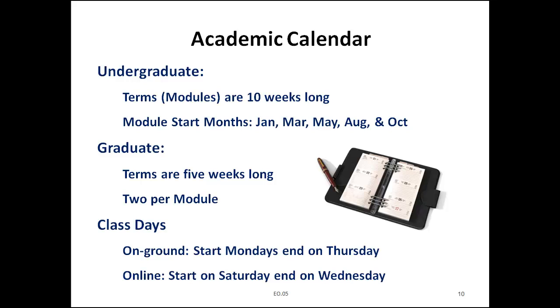We typically have one module ending on Friday and the next one starting that following Monday. There's not a lot of time between modules, which is one of the reasons why getting your grades in on time is so critical. For graduate students, their terms are half that length, so we get 2 graduate terms in for every undergraduate module that we have.